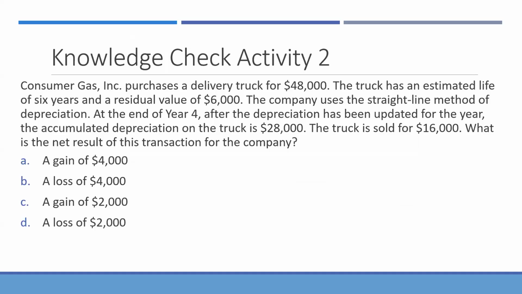So Consumer Gas purchases a delivery truck for $48,000. The truck has an estimated life of 6 years, residual value of $6,000. The company uses the straight line method of depreciation. Why don't we work through this problem here? What is the gain or loss going to be on the sale? So after the depreciation's been updated for the year, at the end of year 4, the depreciation at the end of the year is 28,000.